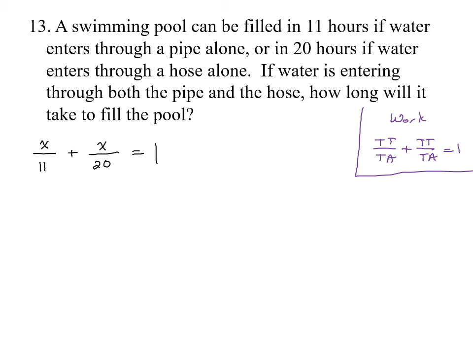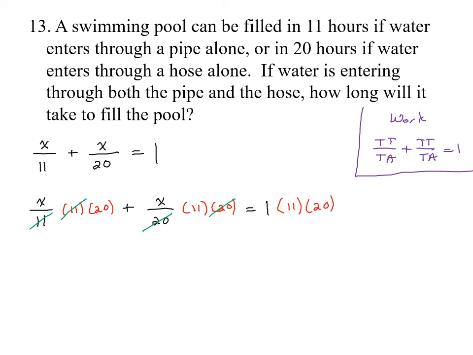So what I would probably do here is just multiply everything times 11 and 20. That would be the easier thing to do as far as common denominators on this problem. So I'll multiply by 11 and 20, including the 1 on the right-hand side. The 11s would cancel. The 20s would cancel. So I'm left with 20x and 11x equals whatever 11 times 20 is. 220. Oh yeah, I should have known that.